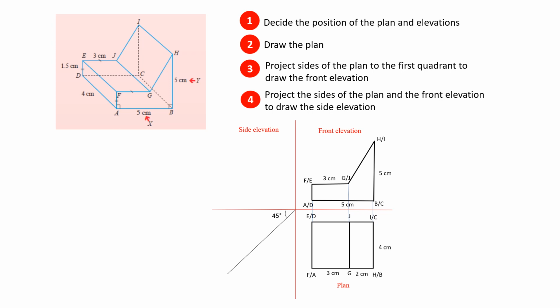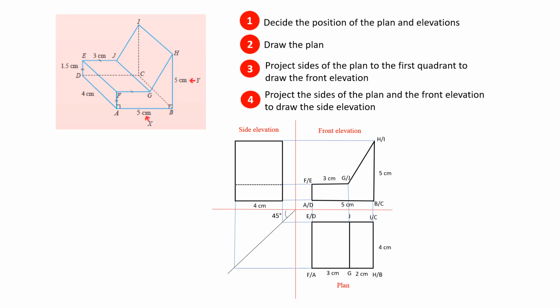For the last step, project the sides of the plane and the front elevation to draw the side elevation. So first you need to project the sides of the plane to the side elevation, and project the front elevation to draw the side elevation, and then draw the sides using thick solid lines, and dashed line is for the hidden side. So as viewed from here, so this is the side that is hidden.